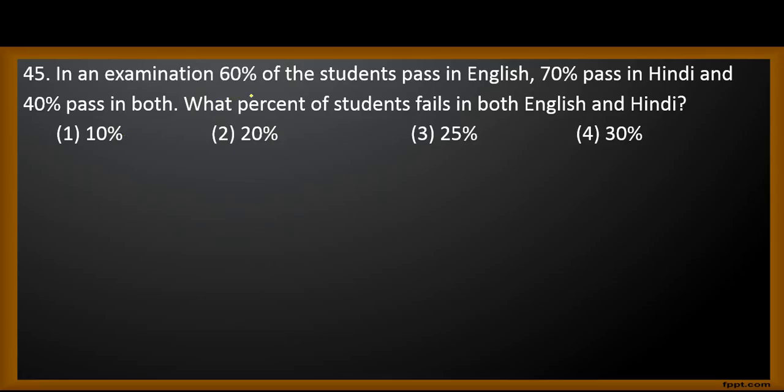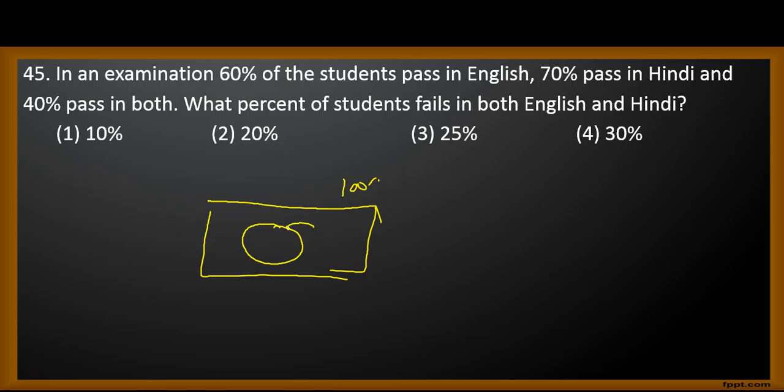In an examination, 60% of the students pass in English, 70% of the students pass in Hindi, and 40% pass in both. What percent of students fail in both English and Hindi? Now let us take the total number of students to be 100%. Draw two circles like this. Let us represent the first circle as English and the second circle as Hindi.